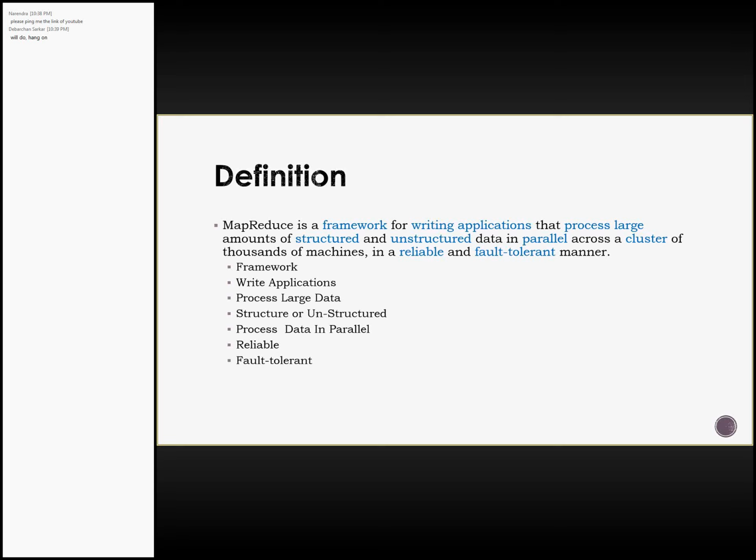MapReduce can process large data, and I want to highlight, in parallel. It processes the data in parallel, and it could be structured or unstructured data. When we talk about reliable and fault tolerant, it is built within MapReduce such that if it is unable to complete the processing of specific data in between, it goes back to the master node and says that it was unable to complete, and the job can be picked up. It is reliable and it can accomplish or complete this job from a different node altogether. So all these are built within MapReduce.